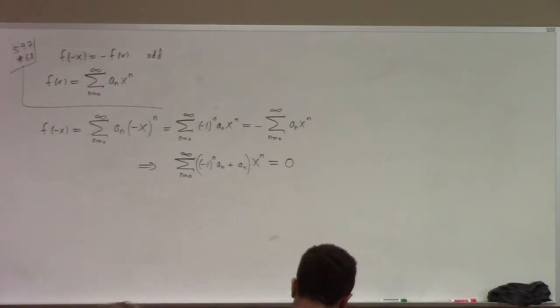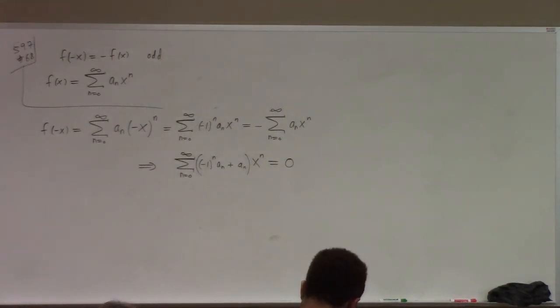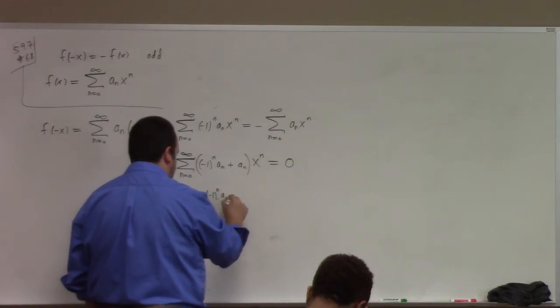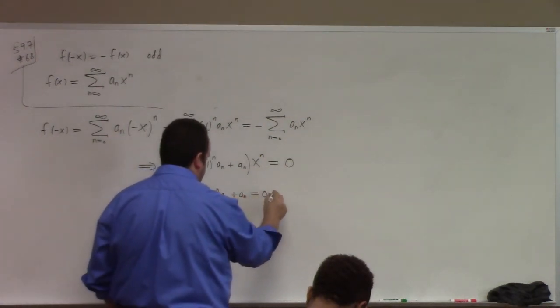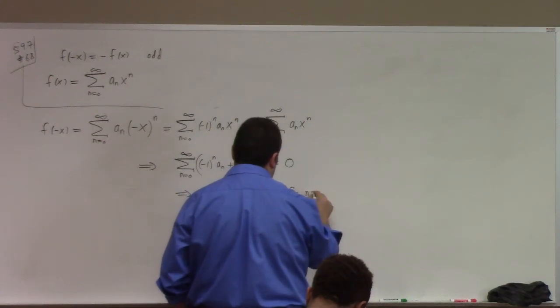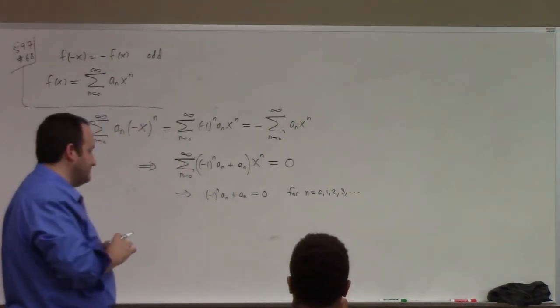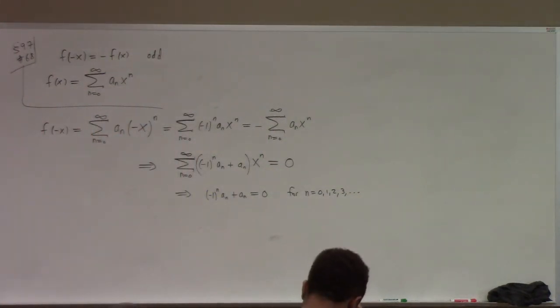But what does that mean? This is true for all x in the interval of convergence for this function. So it must be that those coefficients are all vanishing. This implies that minus 1 to the n a sub n plus a sub n is equal to 0. Then you just have to think about the even and odd cases and see what happens.